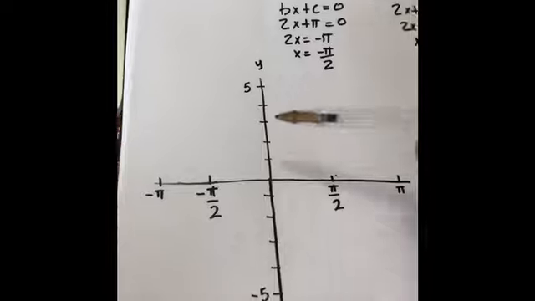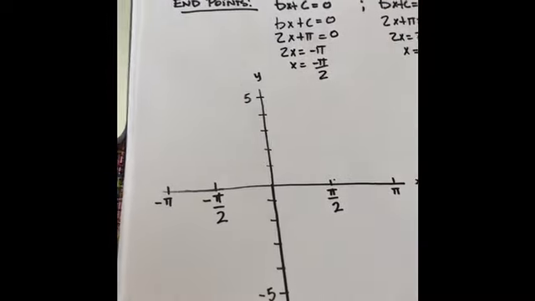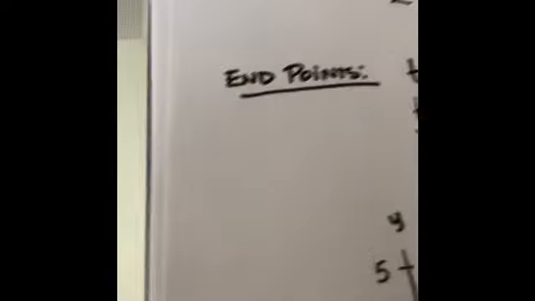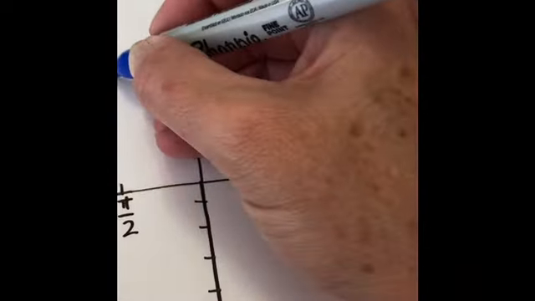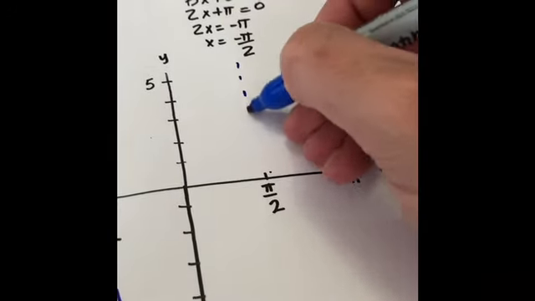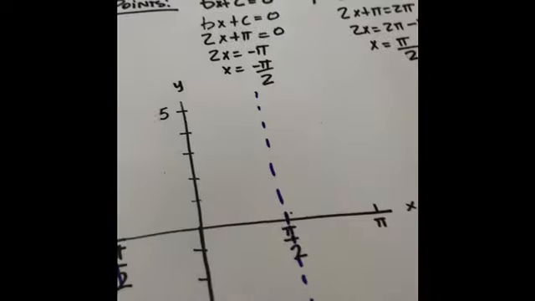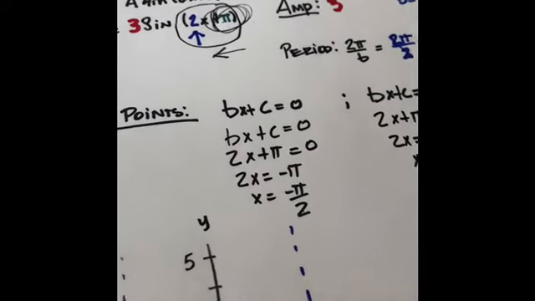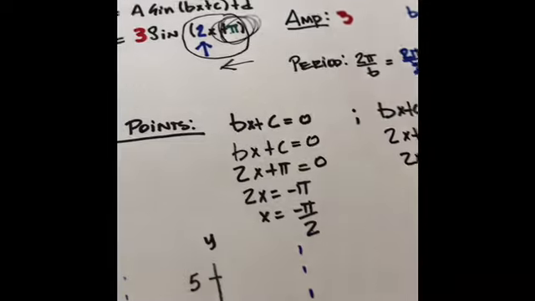So I have my coordinate plane already with the scales that I need, and the first thing that I'm going to do is locate these endpoints in my graph. According to what I have, my graph is going to be beginning at minus pi over 2 and ending at pi over 2. Okay, my amplitude in this case was 3. Remember that these graphs are symmetrical, so whatever amplitude I count to the upper part of the graph, I will also have to count to the lower part of the graph.